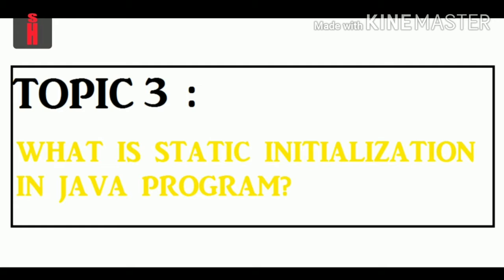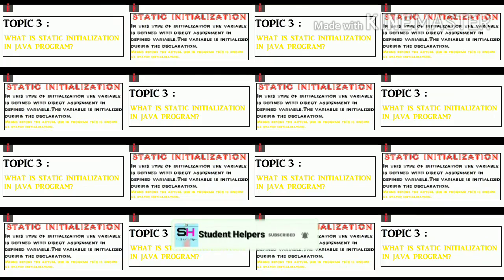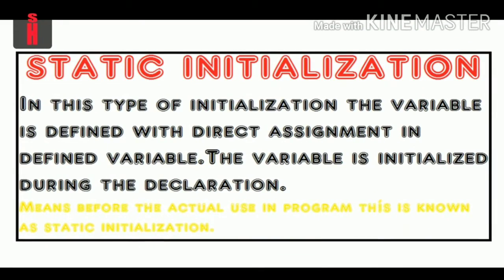Now moving towards the third topic, that is what is static initialization in a Java program. While learning about static initialization, I want to tell you that this is the type of initialization which is used for the direct input of a variable value. In this type of initialization, the variable is defined with direct assignment.